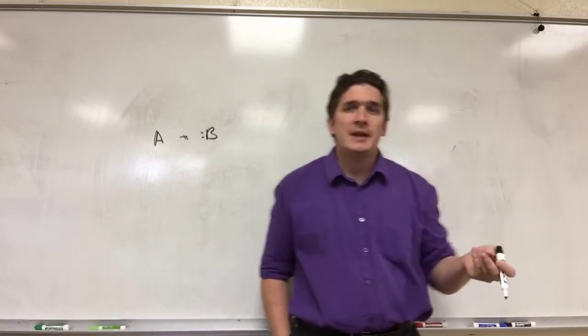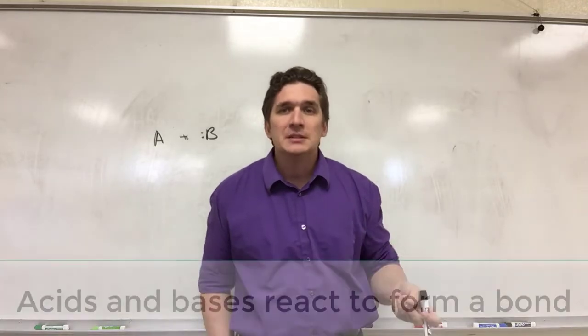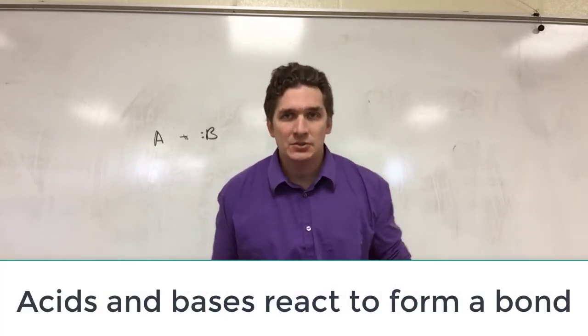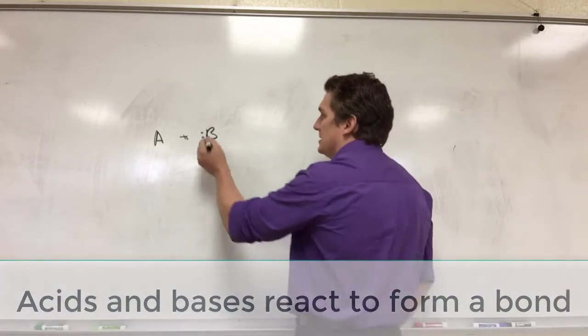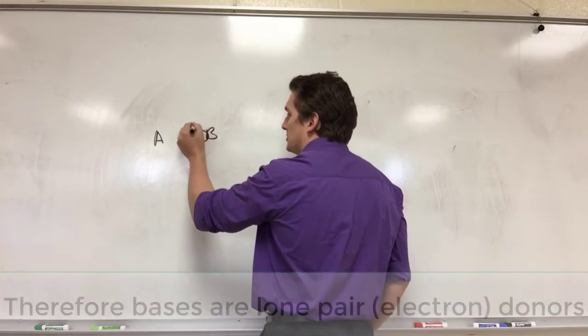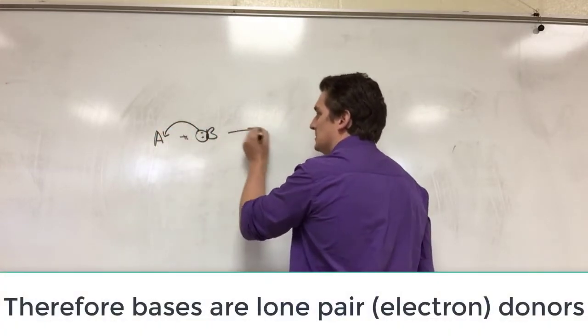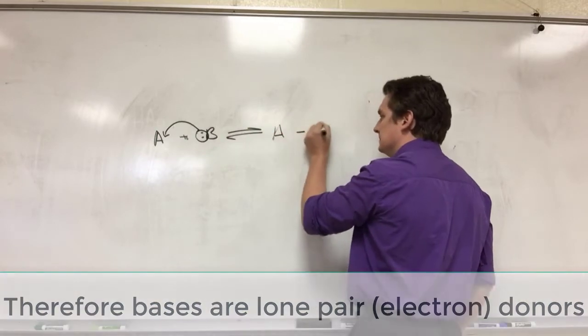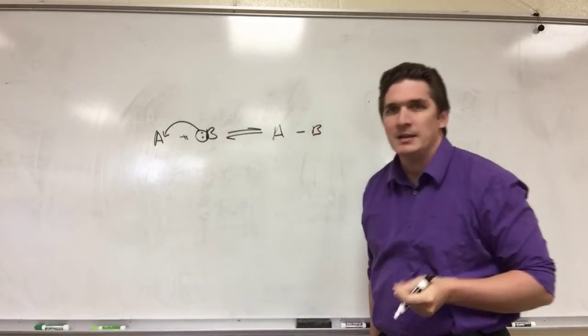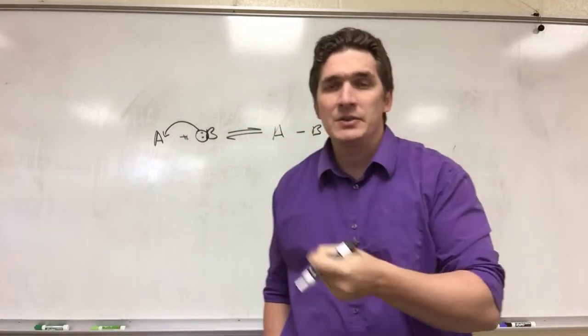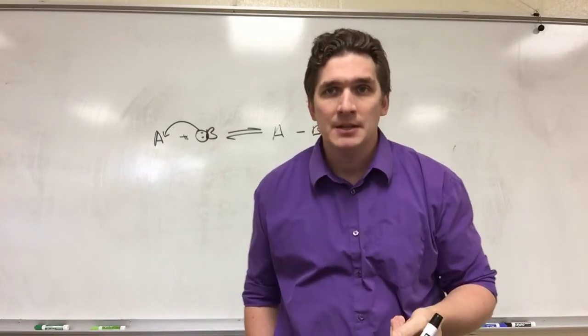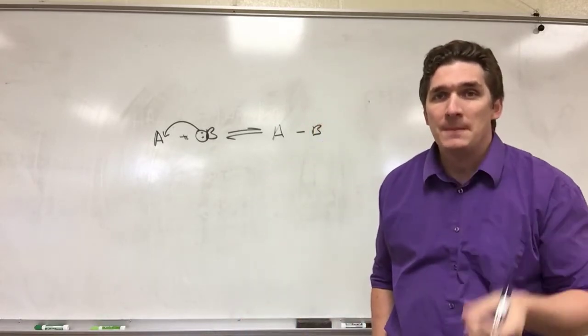What happens between an acid and base is that they form a bond, and they form a bond by exchanging electrons. The base in this case is going to take its two lone pair electrons and use them to form a bond with A. A, our acid, is going to accept these two electrons to make a bond. So the bond comes purely from the base.